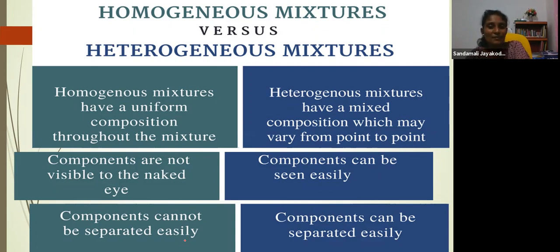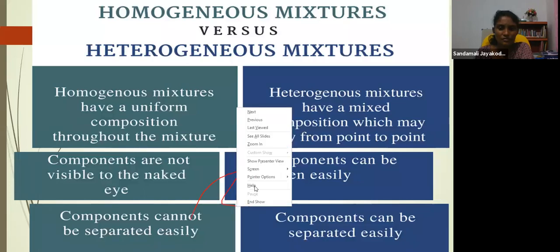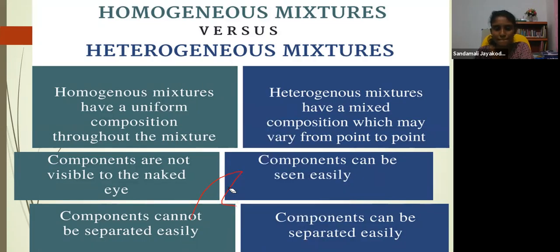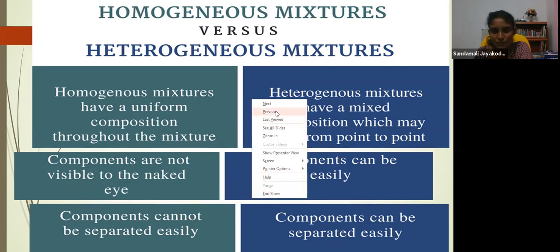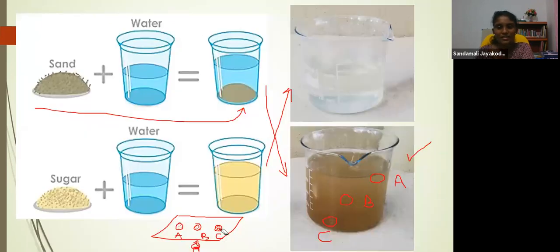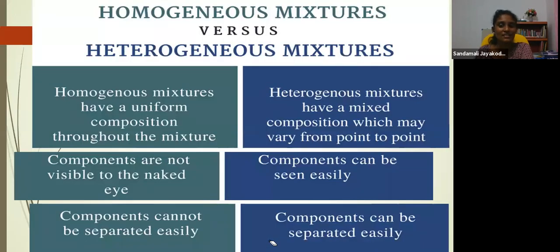As in the example for the mud mixture, you saw that the components can be separated easily. We placed a few drops on this metal plate and we heated that. When we heated, the water evaporated and the mud particles remained on the metal plate. We can separate the components easily. Those are a few differences between homogeneous and heterogeneous mixtures.